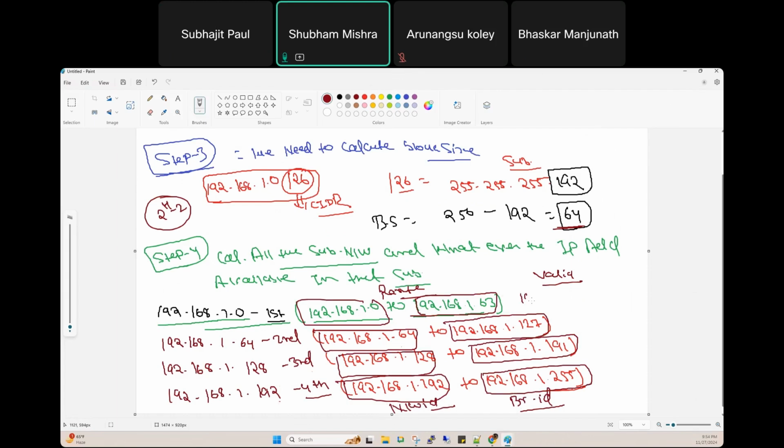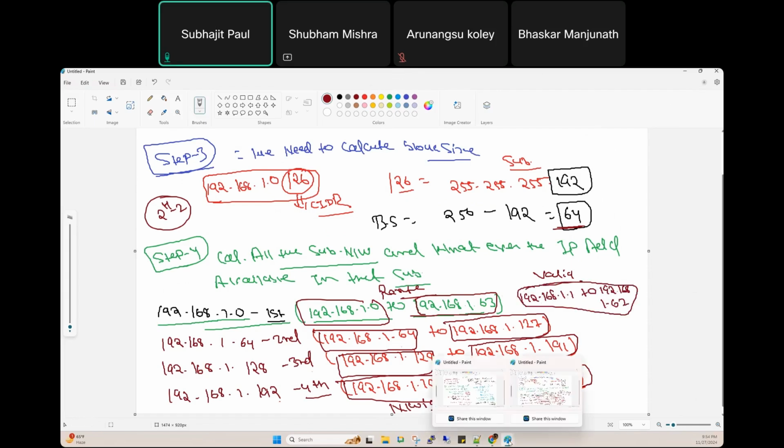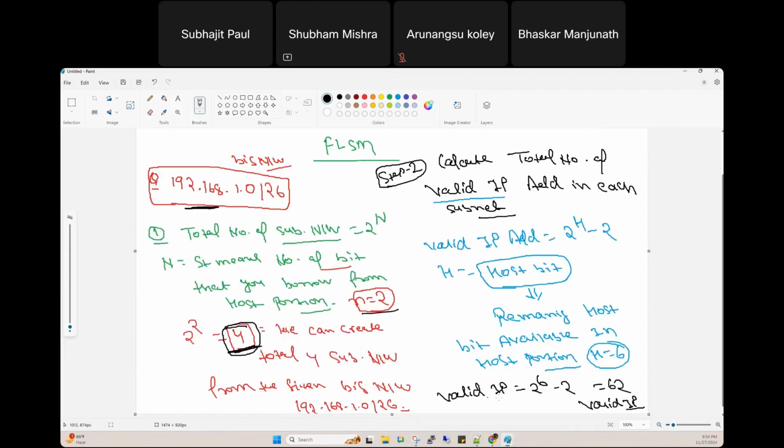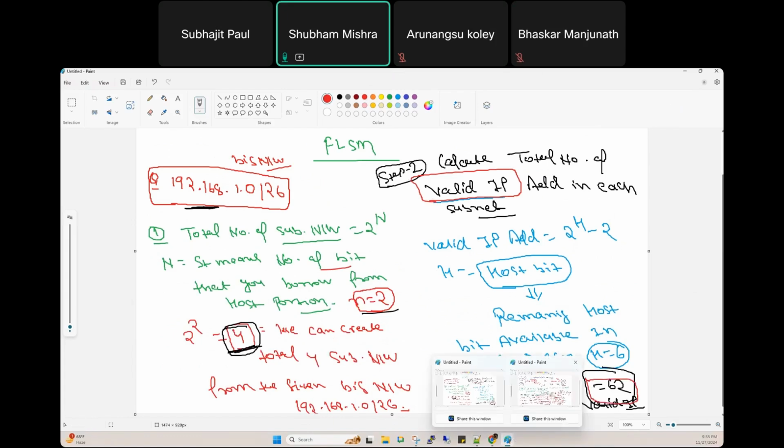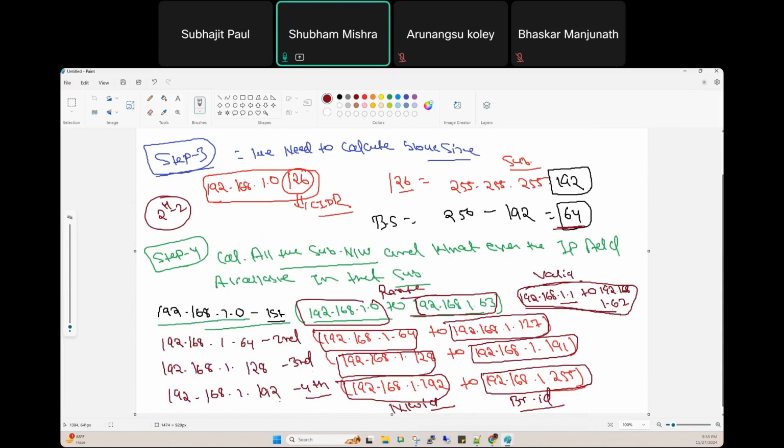Now, what will be the valid? 192.168.1.1. That is the valid, to 192.168.1.62. Are you agree? Everyone, yes or no? That is the valid. Now, come here. Total number of valid IP addresses, how much did we calculate earlier? 62. Right? Now, here what are we getting? 1 to 62. Getting my point, everyone?